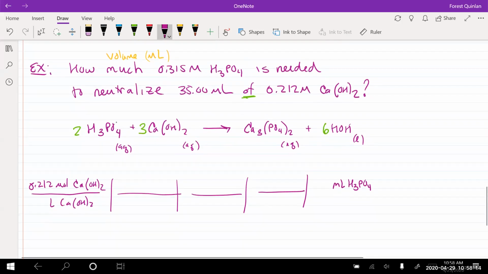Does that help, April? Yeah. Okay. So if it's a solid, we're looking for the grams. If it's a liquid, we're looking for the milliliters. Yes.